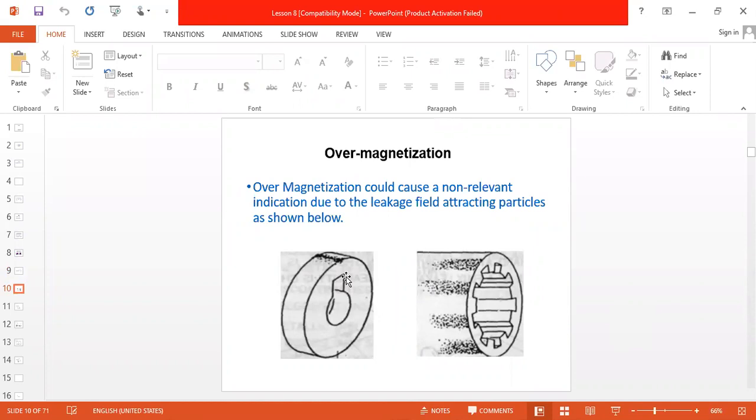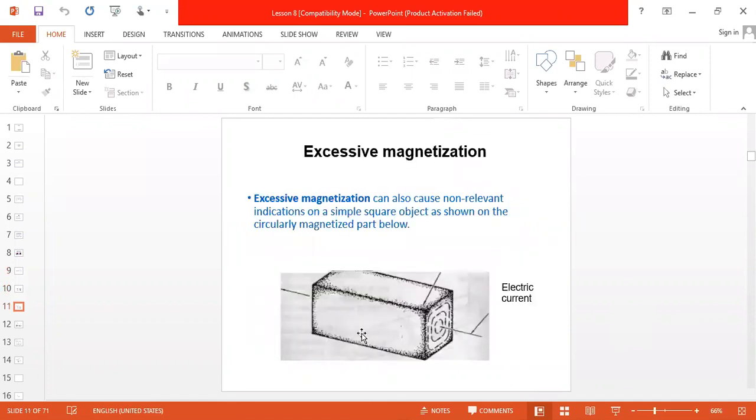Now, due to over magnetization, see, because of this slot here, you are getting indication. Because of over magnetization. If you are setting the proper current, then you will not get this indication. Here also the same thing, you are getting indication. Here also see, some of the lines of force came outside because the job is not circular. Suppose the job is circular, maybe these lines of force will not come outside.